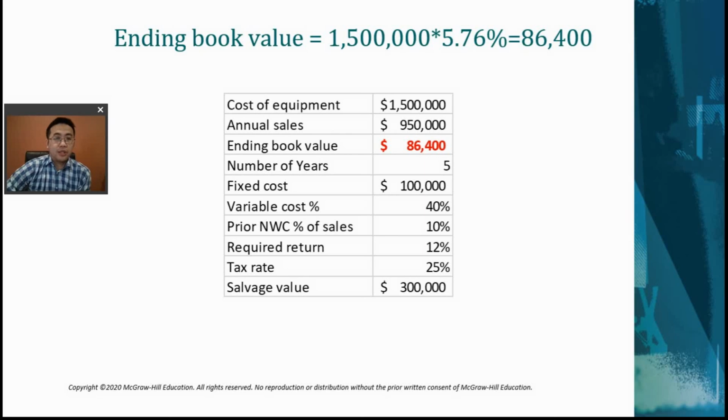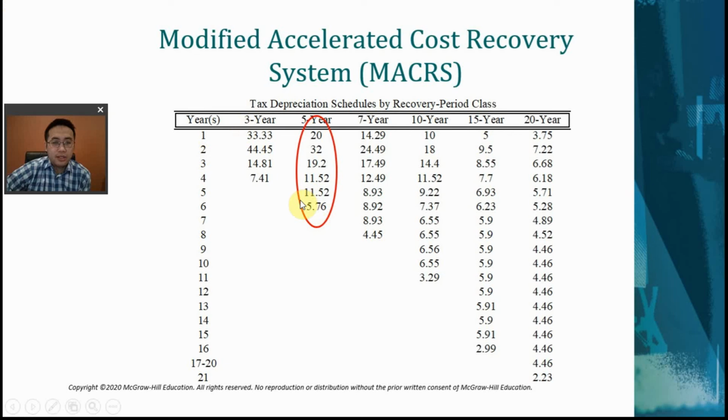Back to the original example, it's the same example, and you can see that everything else would be the same. If you adopt the MACRS for depreciation, then the ending book value will change. Instead of a 0 ending book value as the company originally reported, it should be 5.76% of the original value, 1.5 million. And that 5.76% comes from this MACRS table designed by the IRS. So that's the very last number in the column. That's the percentage of your ending book value.